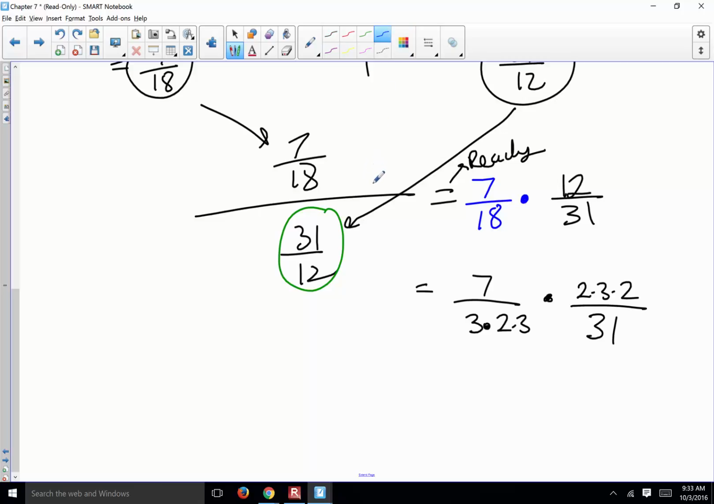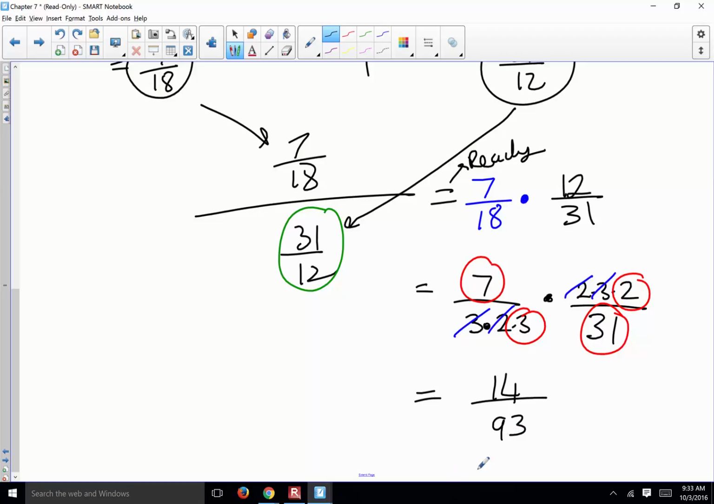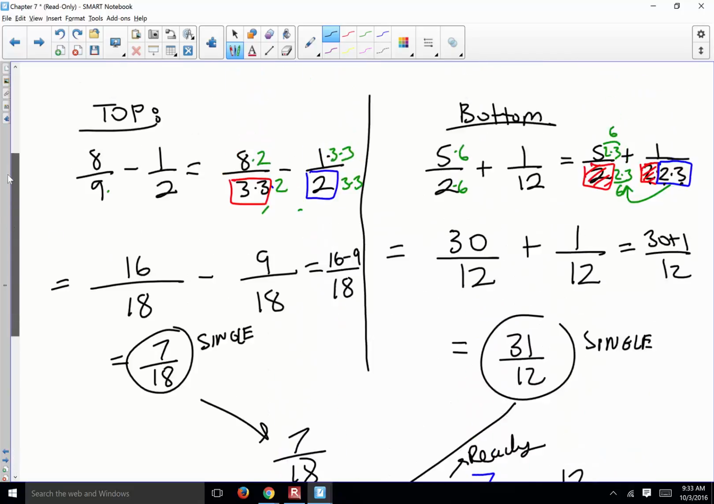Where is my mistake? Somewhere mistake? No. Good. So let's see what's matching and canceling. These are canceling. And what's left is here 7, 2, 3, 31. So we multiply them across. 7 times 2 is 14. 3 times 31 is 93. Good. Any questions?